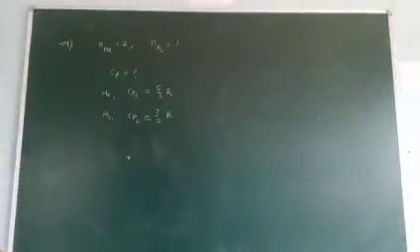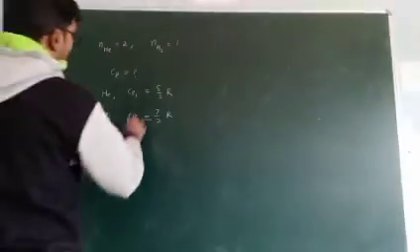Cv is 3 by 2 R. For diatomic gases, Cp is 7 by 2 R and Cv is 5 by 2 R. For triatomic gases, Cp is 4R and Cv is 3R. Write this in your classwork notes. Based on that, we are calculating.